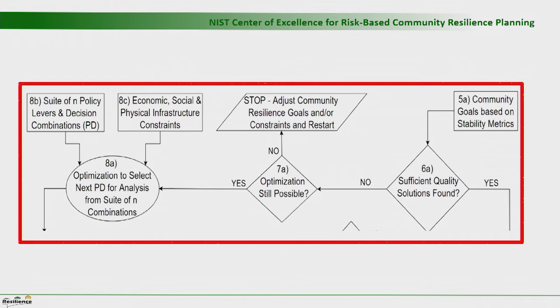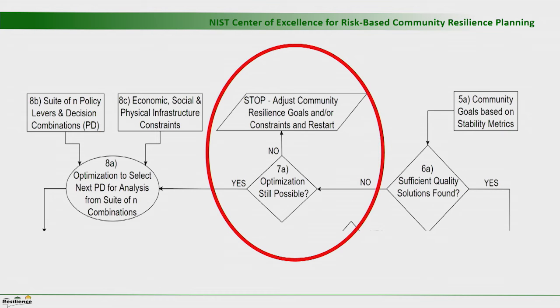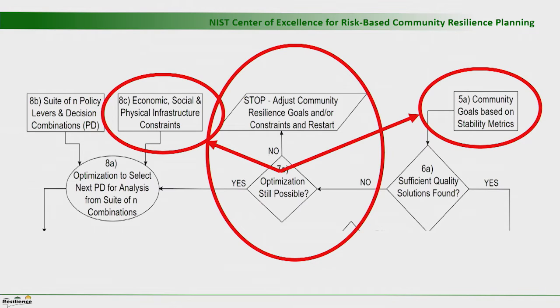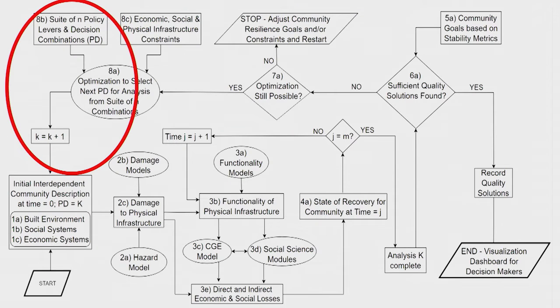And so it may be that when we get there, we look at it and we say, well, is optimization still possible? And the reason it might not be possible is because the community goals have to be met based on those stability metrics I mentioned. But it's also subject to economic, social, and physical constraints. There's only certain things that can be done or acceptable to each community individually. And so it may not be possible. And if it's not, then we adjust the community resilience goals or the constraints. We relax constraints, and then we restart the analysis. If it is still possible, then we move up to the top left.